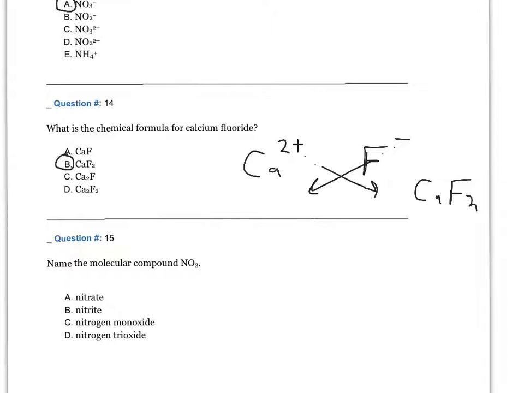Question number 15. Name the molecular compound NO3. The answer is D, nitrogen trioxide. The molecular compound, it's not a polyatomic ion, it's a molecular compound. You have 1 nitrogen atom, you have 3 oxygen atoms, so nitrogen, not mononitrogen, you don't use mono for the first element, and then 3 is trioxide.